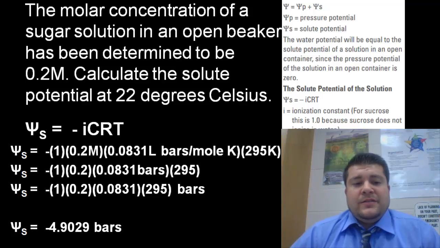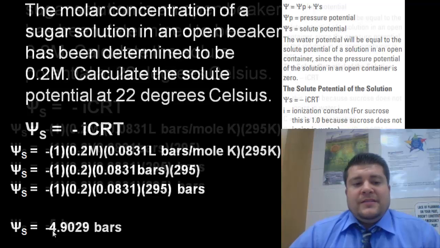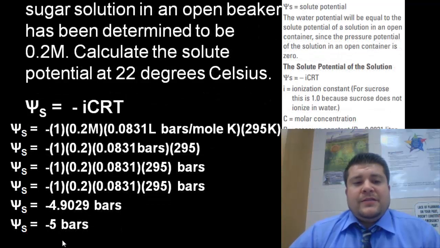And so the math gives negative 4.929 bars. And so to figure out what decimal place I need to estimate this to, I need to look at significant figures. And you really need to look at significant figures if you don't know what they are. And so for here, I've got 0.2 molar. And so 0.2 molar is going to be just one significant figure. So I would need to round this to one place. So that's going to equal -5 bars.